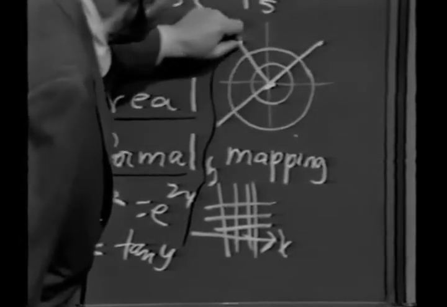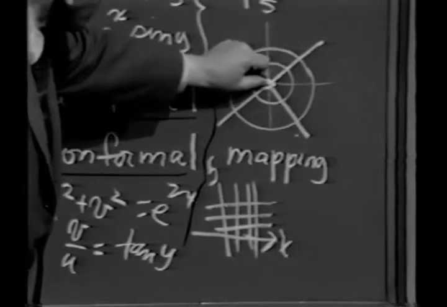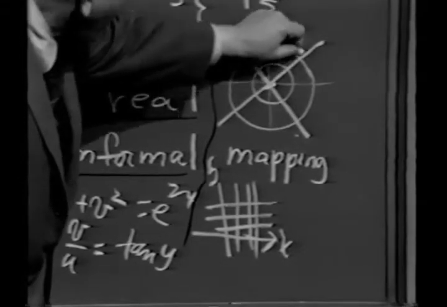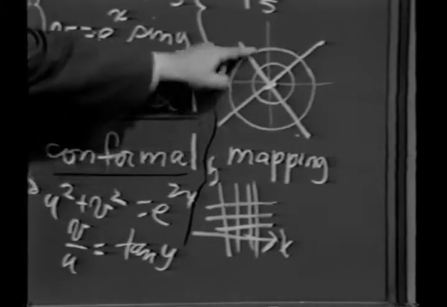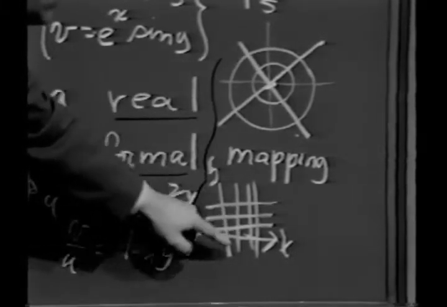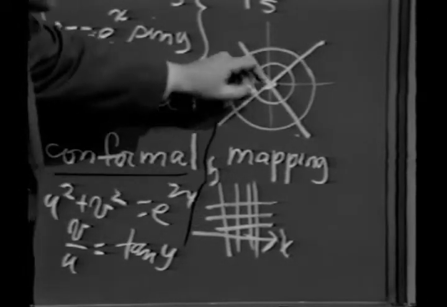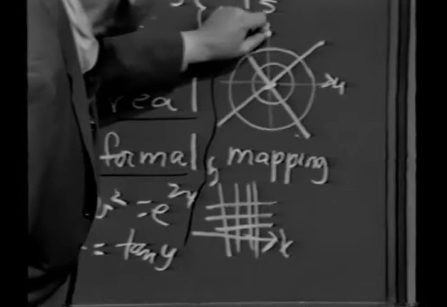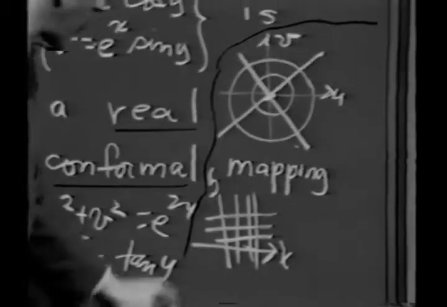Notice, by the way, that every line through the origin meets the circle at right angles. Notice that these lines were at right angles here. Notice the conformal property here. In other words, lines that meet at right angles in the xy plane must meet at right angles in the uv plane.